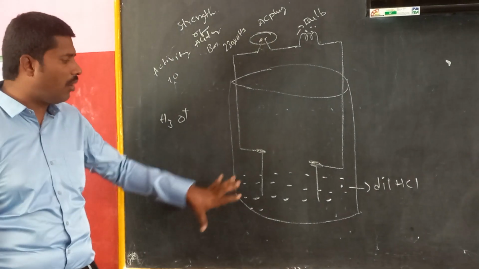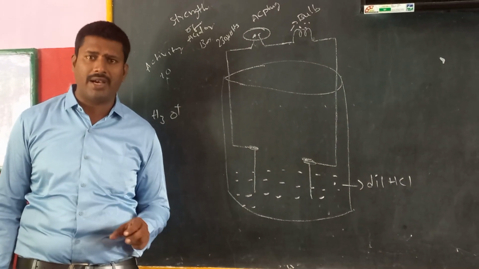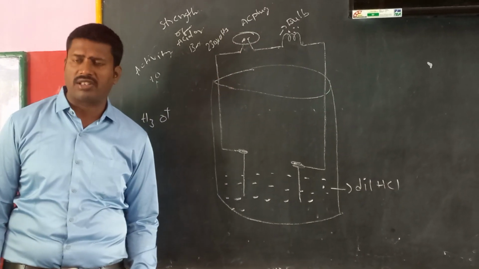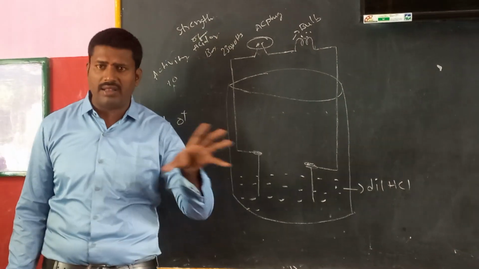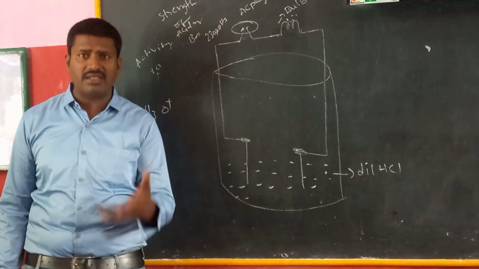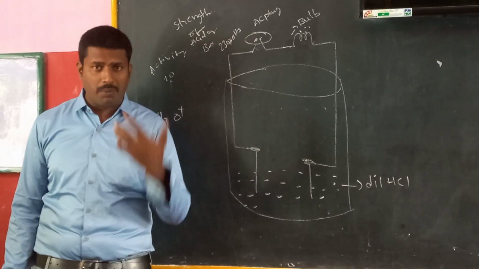And one more activity we have done: after adding dilute hydrochloric acid in a beaker, one end of the graphite rod is connected to the 230 volts AC supply and the other end of the graphite rod is connected to the bulb. In this situation the bulb is glowing more brightly. That indicates that since it is a strong acid, that is the reason why the bulb is glowing more brightly.